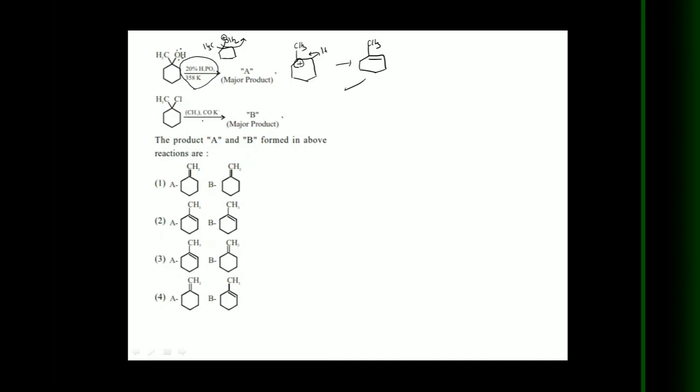Now here this alkyl halide on heating with the bulky base actually. So this bulky base is a strong base. So with bulky base actually here Hofmann product is formed. So what is the Hofmann product? Less substituted product is the Hofmann product.